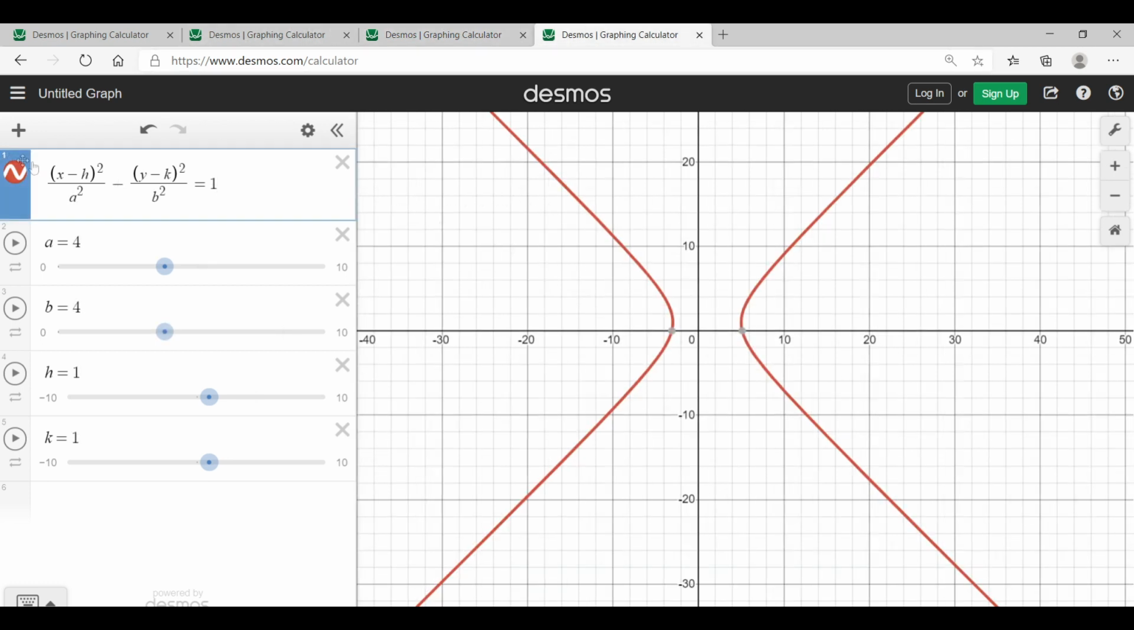So we have this hyperbola here on the screen. I already showed it. This is the hyperbola. The transverse axis is actually horizontal.